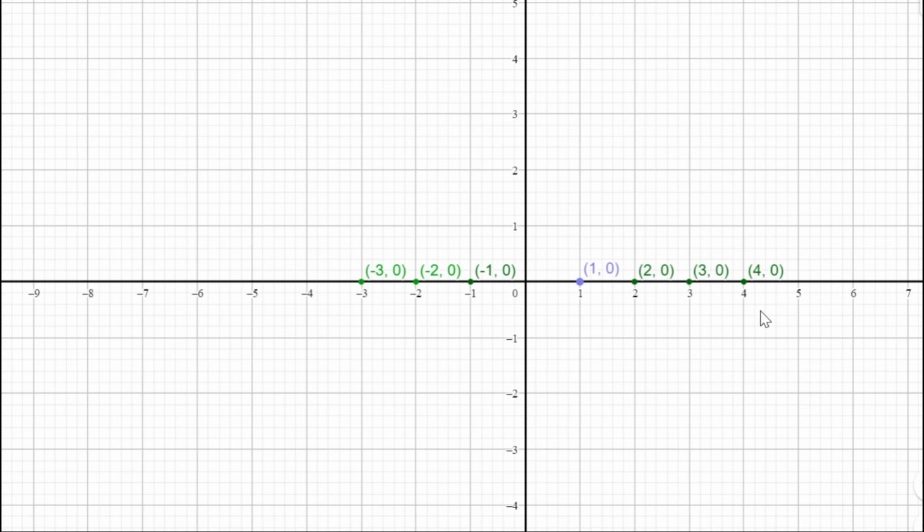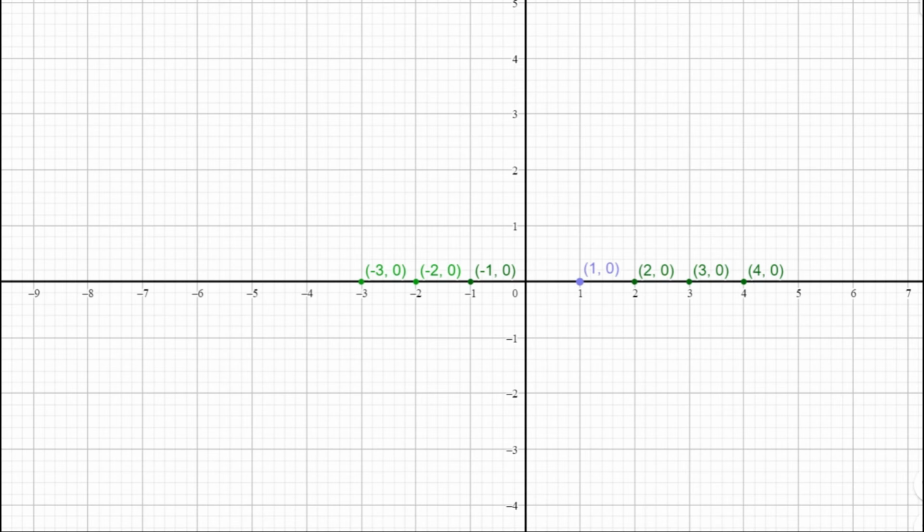We know the y-coordinate shows how much the point is above or below the origin or x-axis. All these points are on the x-axis. It is not above or below the x-axis. Therefore, the y-coordinate is always 0.